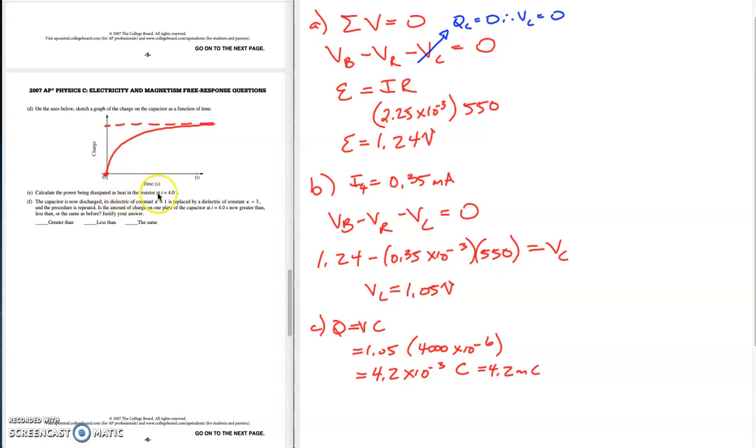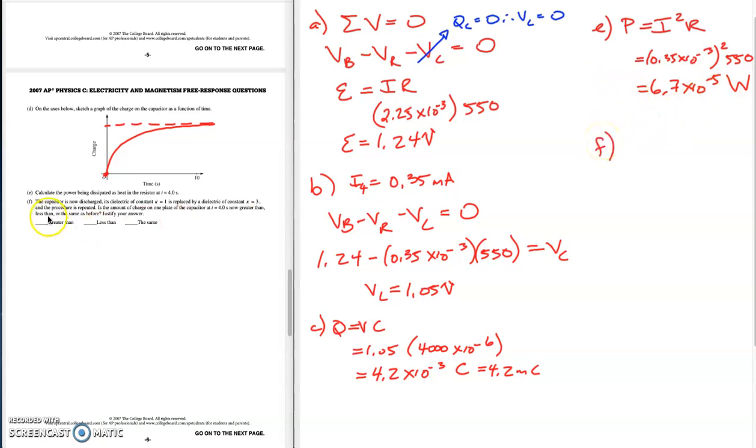All right. The power being dissipated as heat at 4 seconds. Well, for part E here, power dissipated in a resistor is going to be I squared R. Now again, I'm going to use that 0.35 milliamps, and whatever you picked for part B, that's what you're going to use here. So 0.35 times 10 to the minus third. Don't forget to square it, and they told us that the resistor was 550 ohms. So I get 6.7 times 10 to the minus fifth, and that will be in watts, the unit of power.